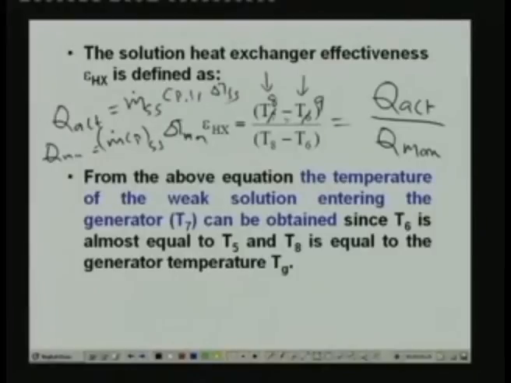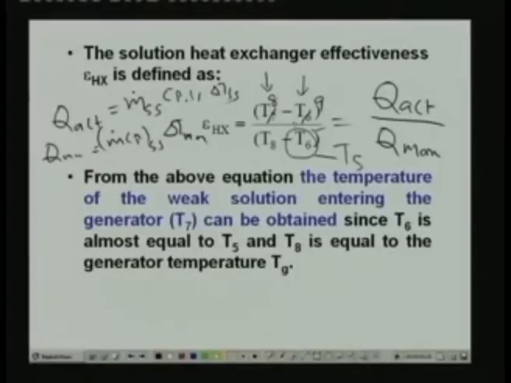since T6 is almost equal to T5. This temperature is almost equal to T5, which is nothing but the inlet temperature to the solution pump. That means when you are pumping the liquid using the solution pump, its temperature remains almost constant. So you can make an assumption that the inlet temperature is the same as the outlet temperature. Then you know this.